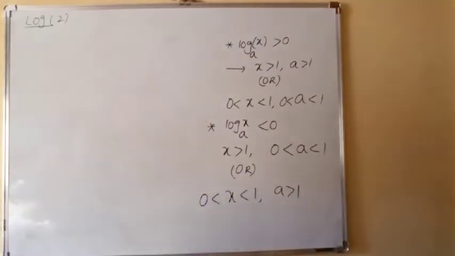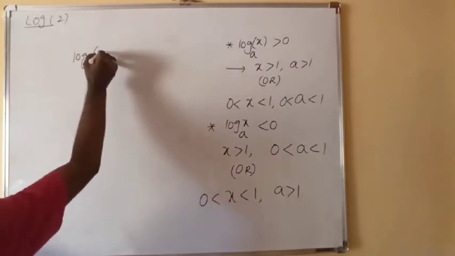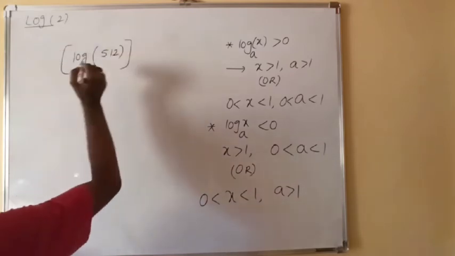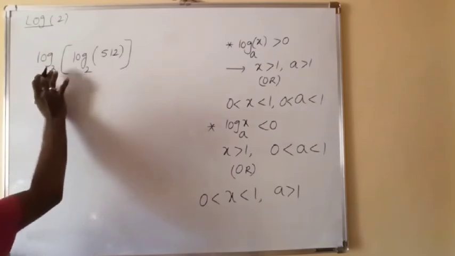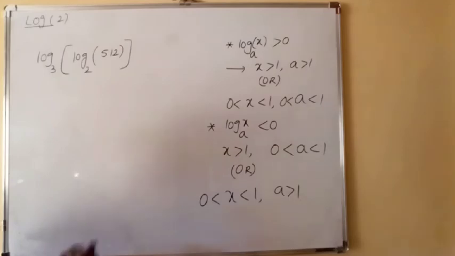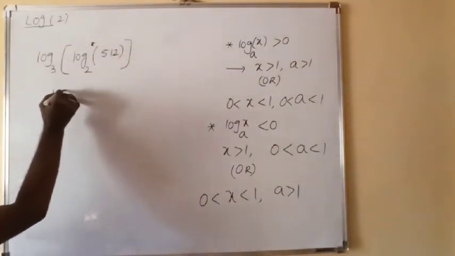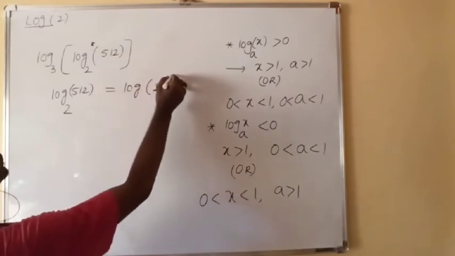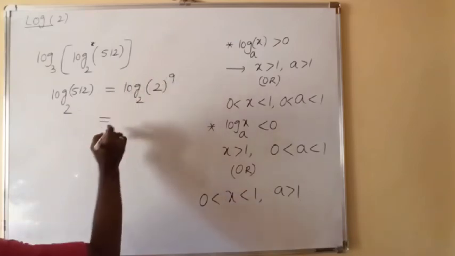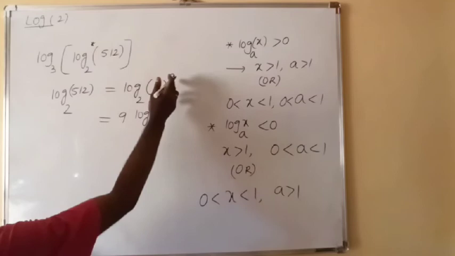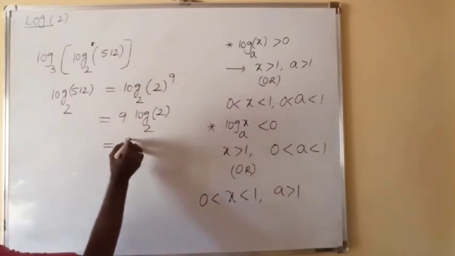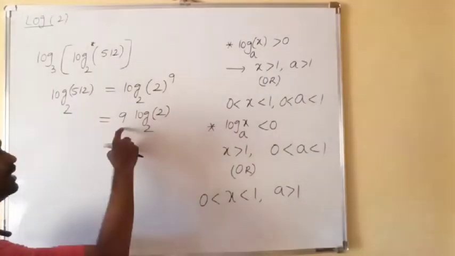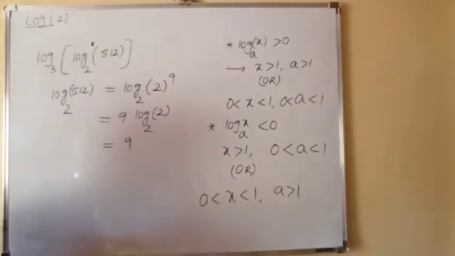So find the value of log base 3 of log 512 base 2. To get this value, first you calculate the inside bracket value, log 512 base 2. The base is 2, so is it possible to express 512 as a power of 2? Yes, 512 can be written as 2 power 9. Using the log of a power m formula, m into log a, we get 9 into log 2 base 2. Using log a base a is 1, log 2 base 2 is 1, so 9 into 1 is 9. Thus the inside bracket value is 9.